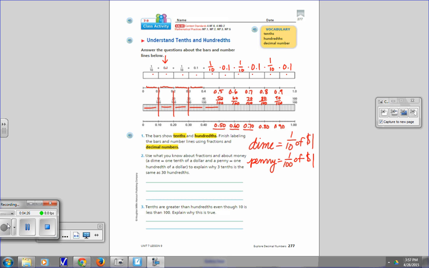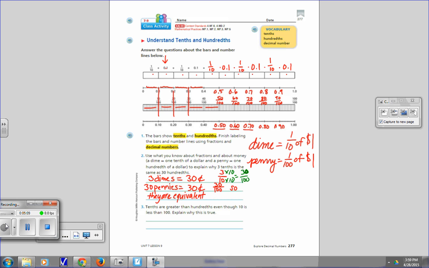Why is 3/10 the same as 30 hundredths? I want you to pause and think about it. Why is 3/10 the same as 30 hundredths? Okay, so 3 dimes equals 30 cents, and 30 pennies equals 30 cents when you're talking about dollars and that kind of thing. So what I want you to see here is the 3/10 and the 30/100ths. If I were to multiply the top by 10 and the bottom by 10, I would get 30 hundredths. So that's why these are equivalent.